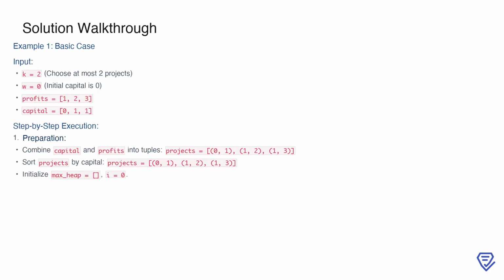In this example, we start with the input values where we can choose at most 2 projects, the initial capital is 0, and we are given the profits and capital requirements for 3 projects. The first step is to prepare the data by combining the capital and profits into tuples, resulting in a list of projects where each tuple represents the capital required and the corresponding profit. We then sort this list by the capital required, which helps us process projects in the order of their feasibility with the available capital. At this point, we initialize an empty max heap to keep track of the most profitable projects we can choose, and we set up an index variable to track our position in the sorted project list.